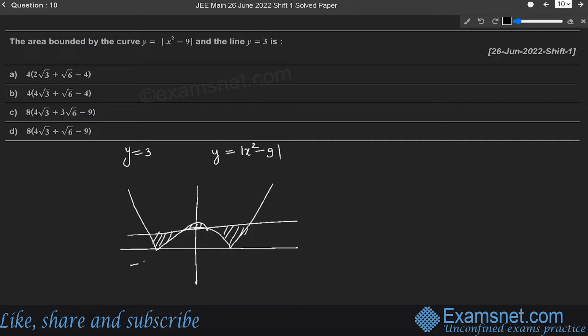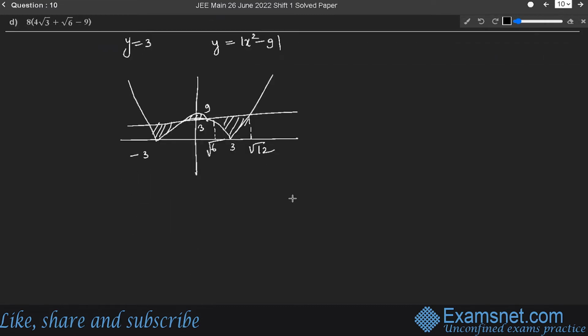Here, this is minus 3. This is 9. This is 3. And this portion will be 6. Again 3. And this portion will be under root 12. We can see that it is intersecting in the first quadrant at x is equal to root 6 and x is equal to root 12. See, this is root 6 here, not 6. Now, we have to find the area of the required region here.